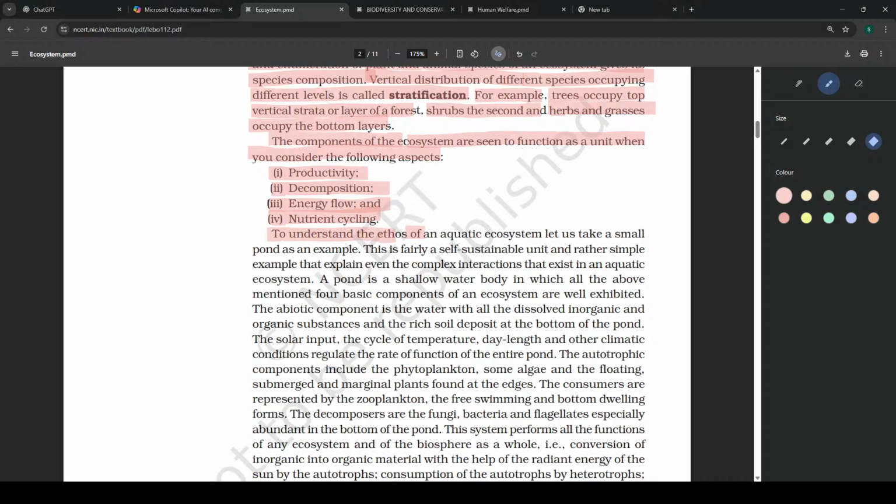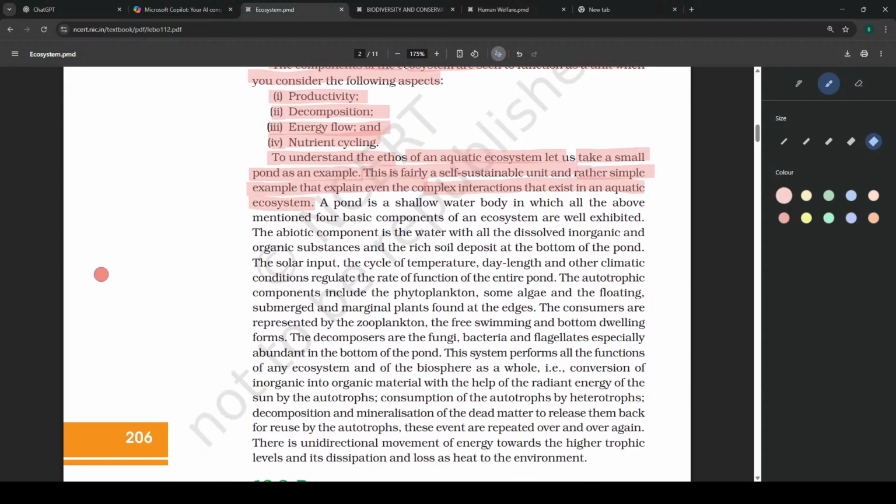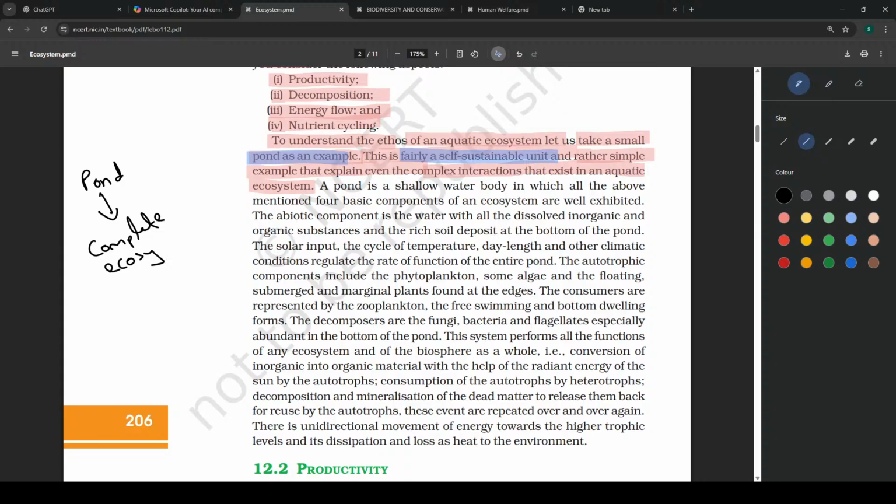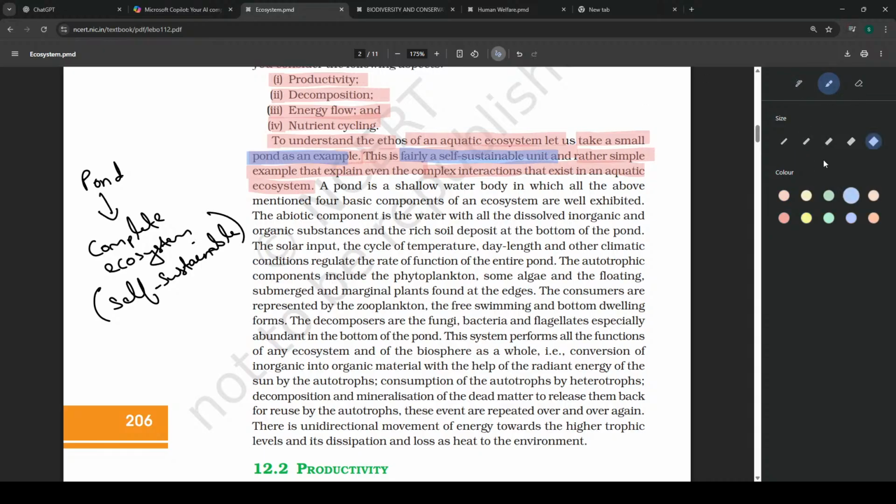To understand the ethos of an aquatic ecosystem, let us take a small pond as an example. This is a fairly sustainable unit and a rather simple example that can explain even the most complex interactions that exist in an aquatic ecosystem. The main point is that a pond is a fairly self-sustainable, complete ecosystem. That is important to remember here.